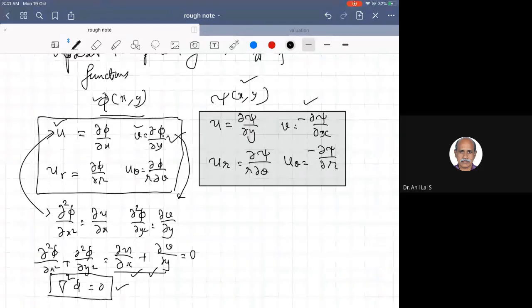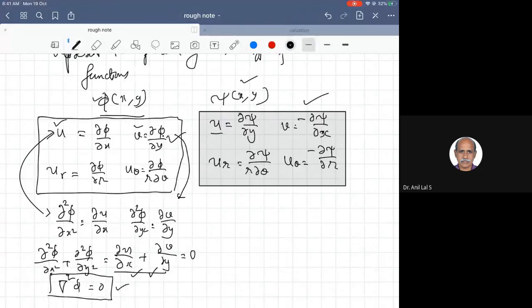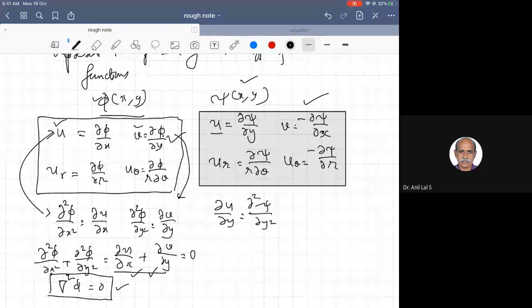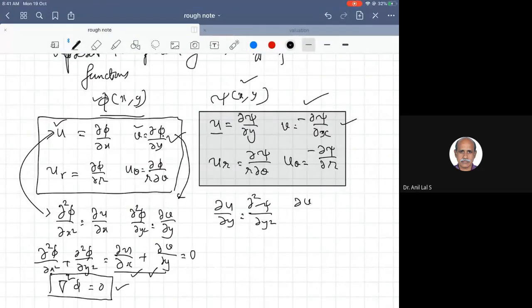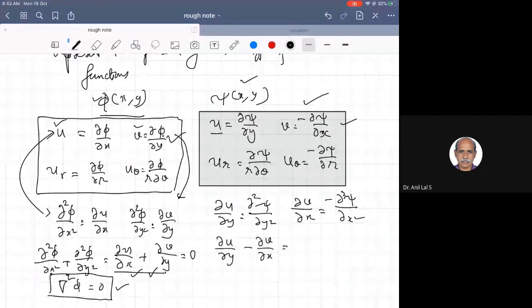Similarly, come to here, differentiate the u with respect to y. So dou u by dou y is equal to dou squared psi by dou y squared. Differentiate this with respect to x. Dou v by dou x is minus dou squared psi by dou x squared. So what is dou u by dou y minus dou v by dou x? What will be? Dou squared psi by dou y squared minus minus is plus dou squared psi by dou x squared.